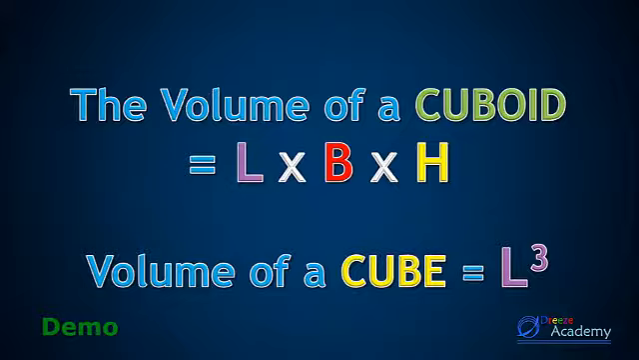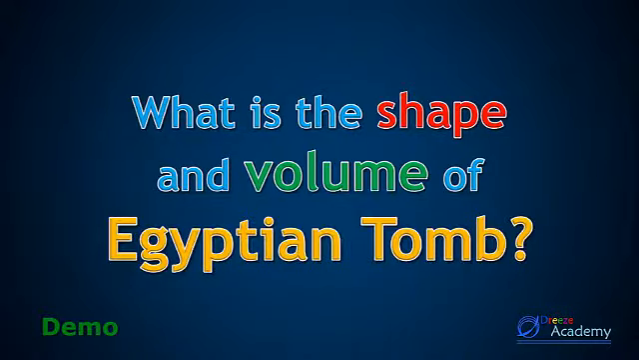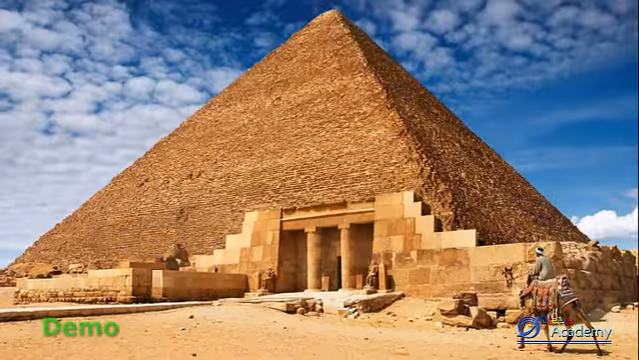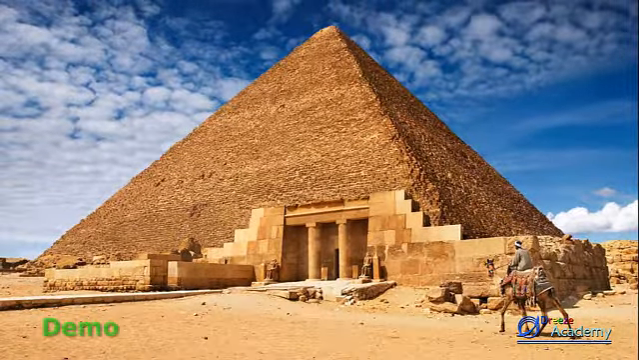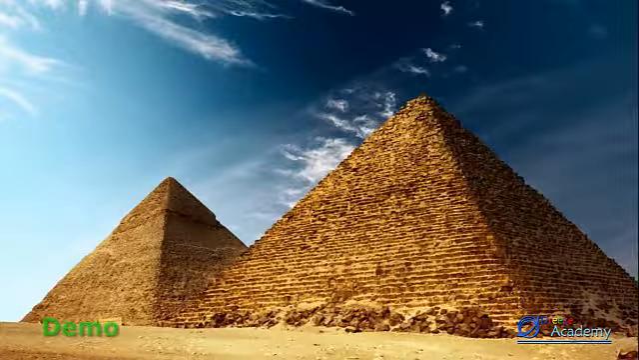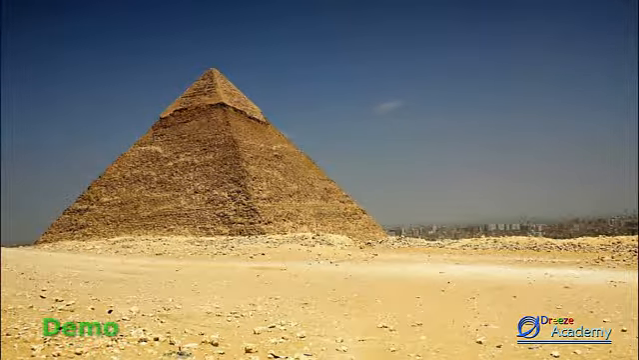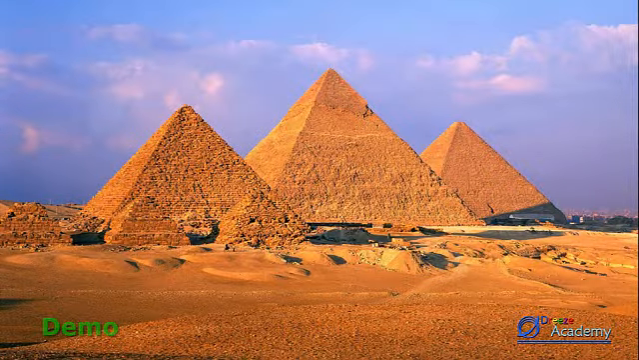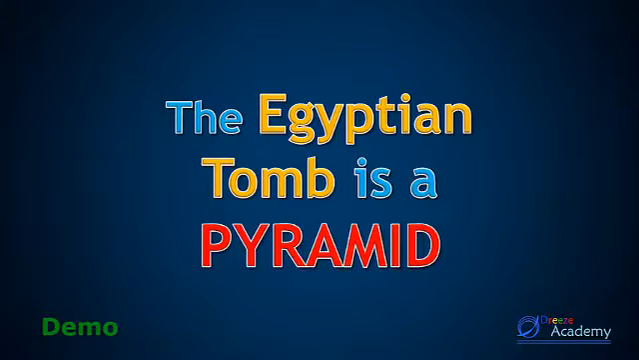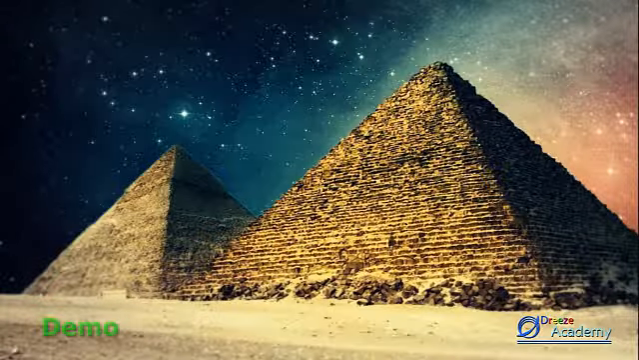Now let's take a look at another object so we understand the concept even more. Okay, what is the shape and volume of the historic Egyptian tomb? Wow, is that how the Egyptian tomb looks like? Yes, in fact, it is now a symbolic representation of the Egyptians. I see. That shape is a pyramid, but the volume varies depending on the dimensions given.